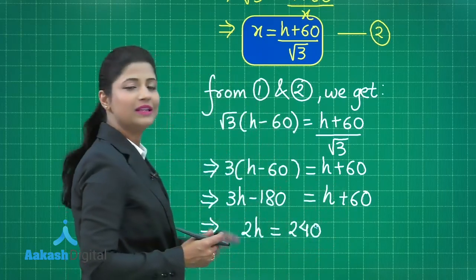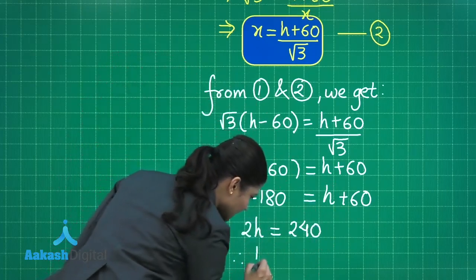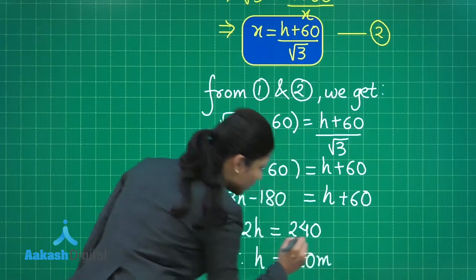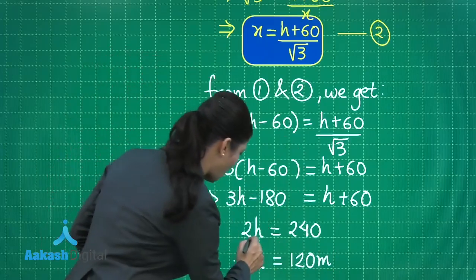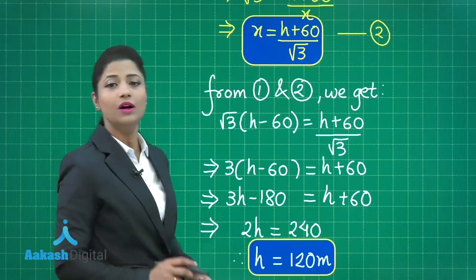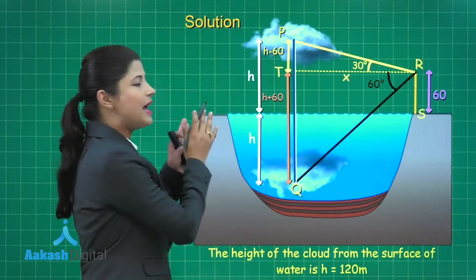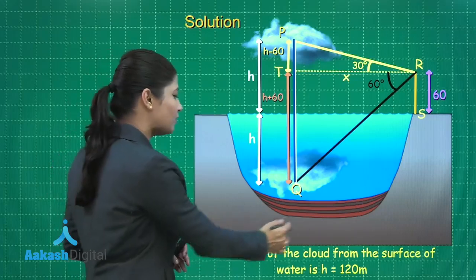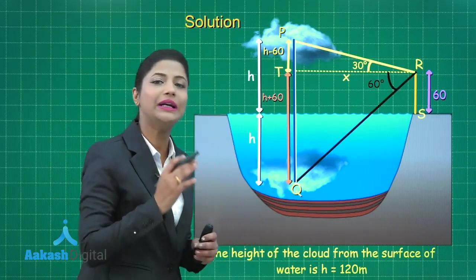Both the left hand side and right hand side can be easily reduced by 2, which gives me the value of h equal to 120. So this is 120 meter, the height of the cloud above the water level. So I get the value of h. According to this question, the diagram has been drawn with the help of the information in the question, and that gives me the height of the cloud from the surface of water is h equal to 120 meter.